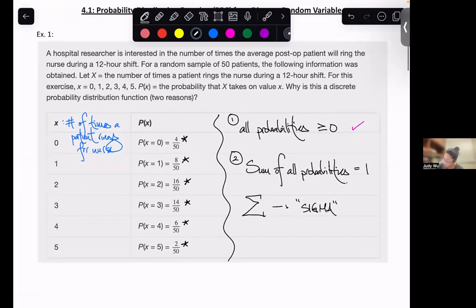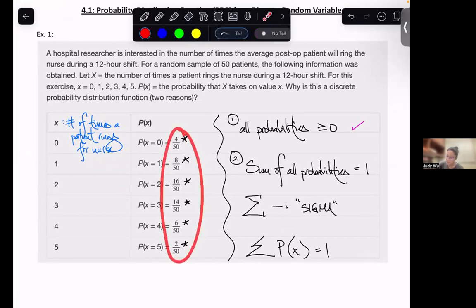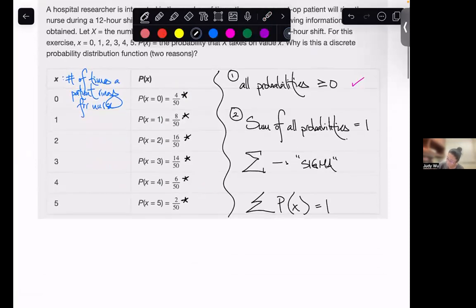The way I write it is kind of like this, okay? So same kind of idea, that when I add all of my probabilities, I should just get 1, okay? So let's do that. Let's add all of these together and see if we get 1. So 4 out of 50 plus 8 out of 50 plus 16 out of 50 plus 14 out of 50 plus 6 out of 50 plus 2 out of 50.